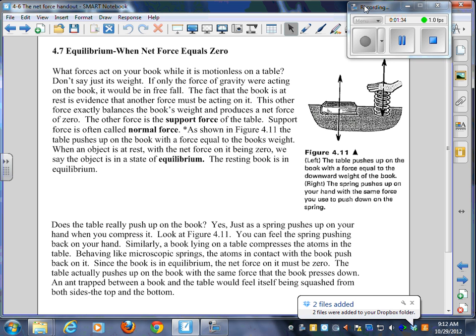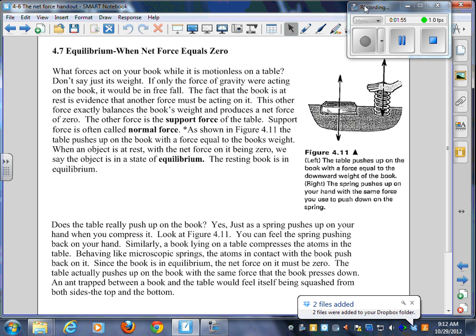Okay? If you're building a bridge, you kind of want the forces to net out at 0 so that nothing happens. People prefer their bridges to not fall down. People prefer their buildings to not fall down. People prefer all sorts of things to not fall down. Okay? So equilibrium is when the net force equals 0.